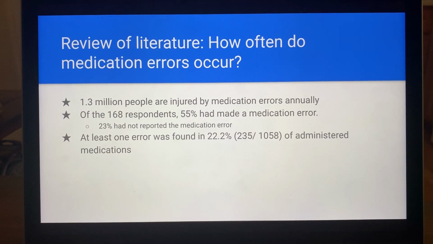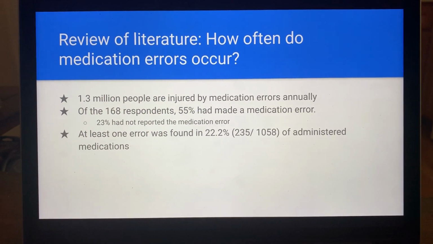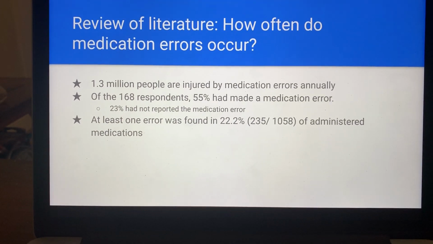In another article, at least one error was found in 22% of administered medication. So out of 1,058, 235 were errors.